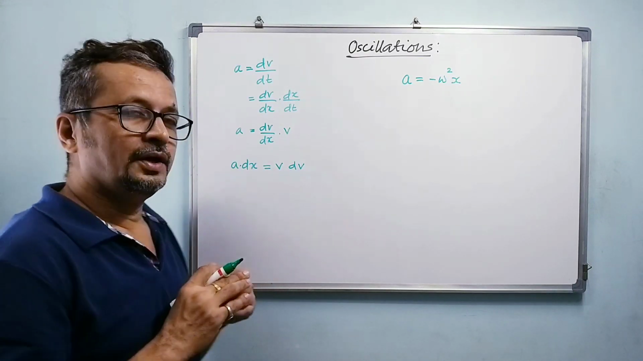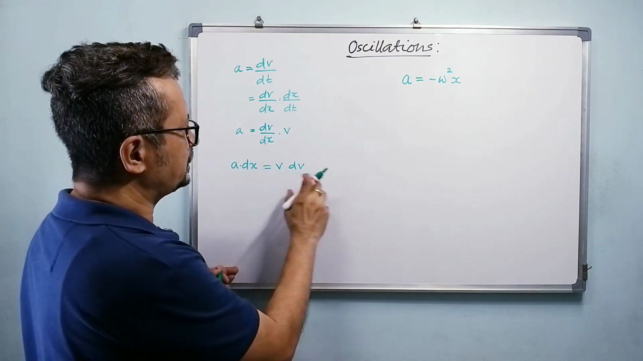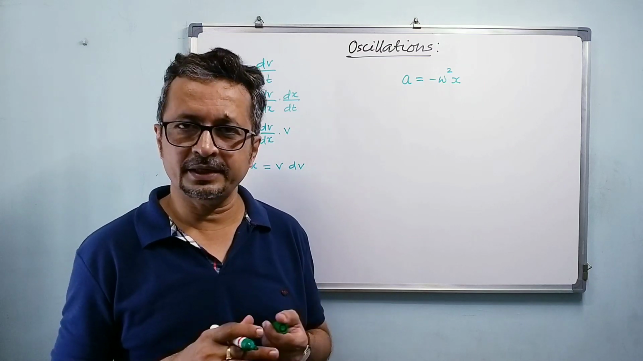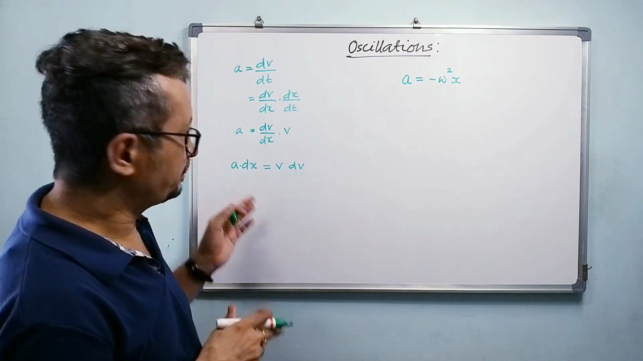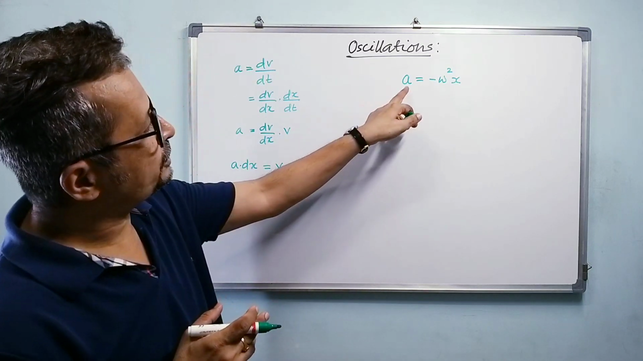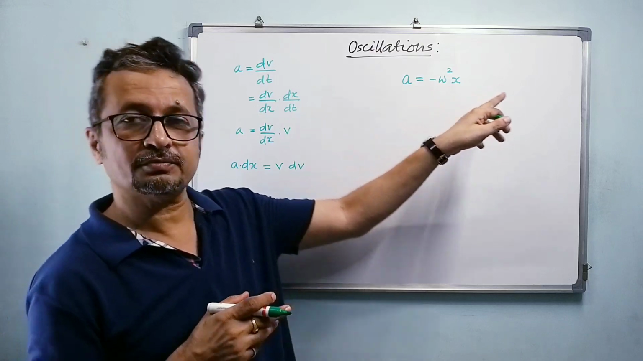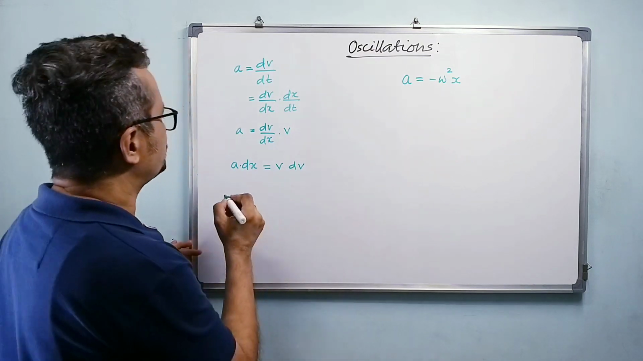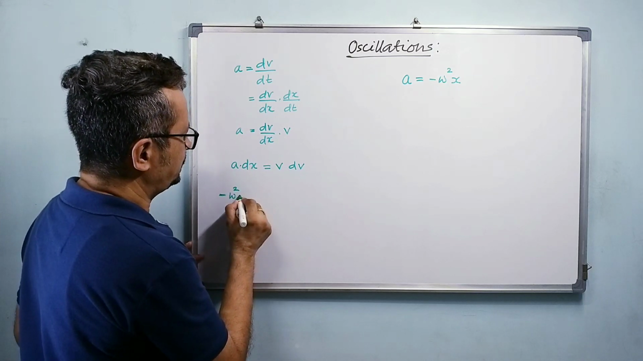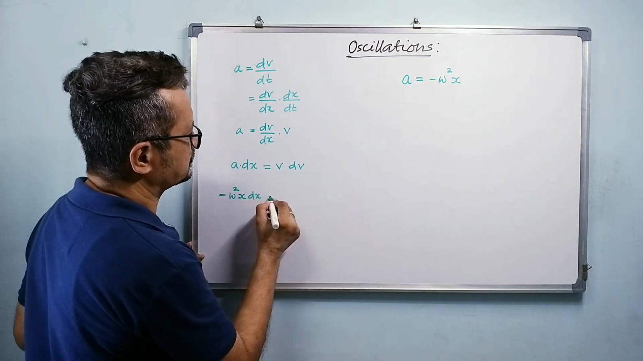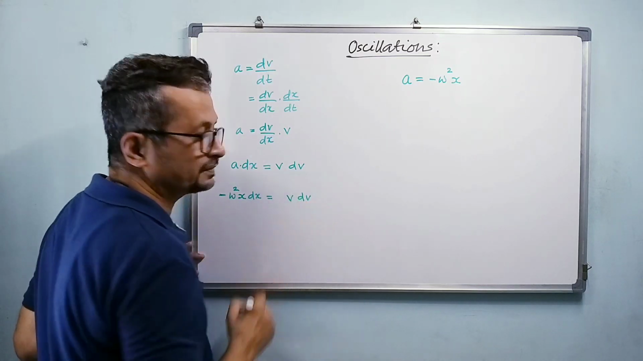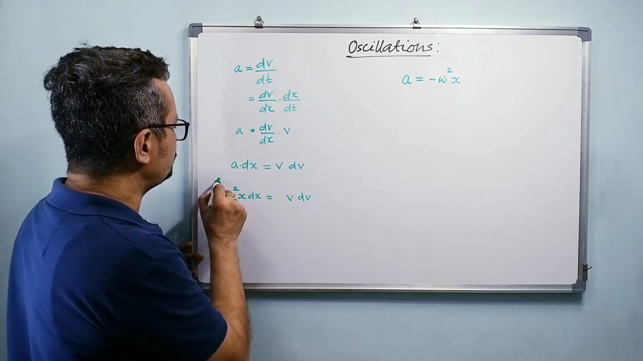Now I have some differential equation here which I can integrate, and maybe I would be able to get velocity here, right? So what is my acceleration? Is it not minus omega square x? So let us put it over here: minus omega square x dx is equal to v dv, correct? And I'm going to integrate both sides.